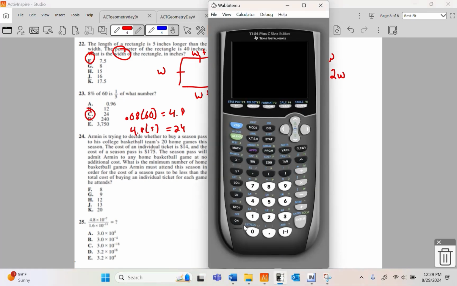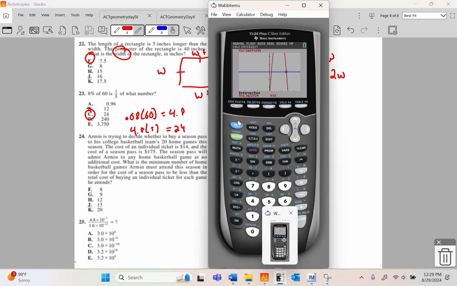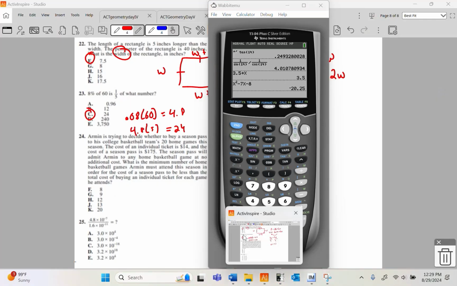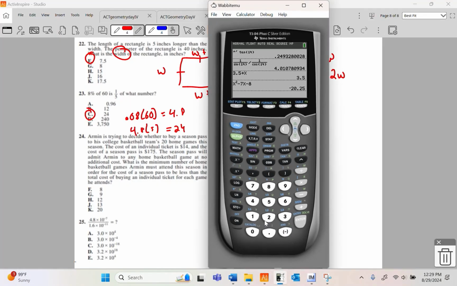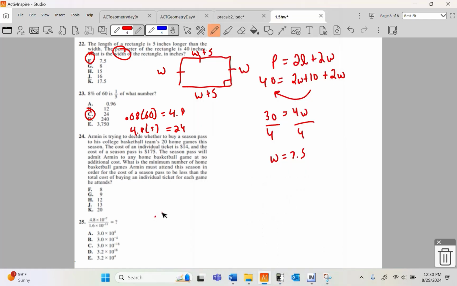And if you don't believe me, what was I doing here? Anyways. Come on. Back to that. I came up with 24. If I divide it by 5, I'm going to get my 4.8. If I divide that by the decimal of 8%, 0.08, I'll get 60. Work my way backwards.